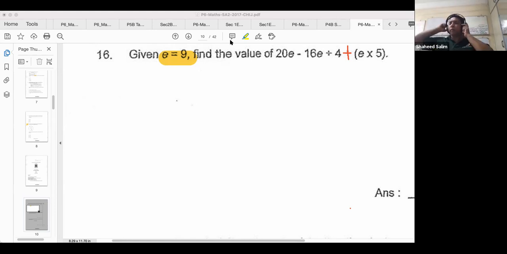Okay. Well done. My suggestion is do the algebra first. Don't put in the value. Do the algebra. Which one do you do first? You got now minus, divide, plus, bracket. Do the bracket first. e times 5 is 5e. You write like that. We do slowly, it is okay.